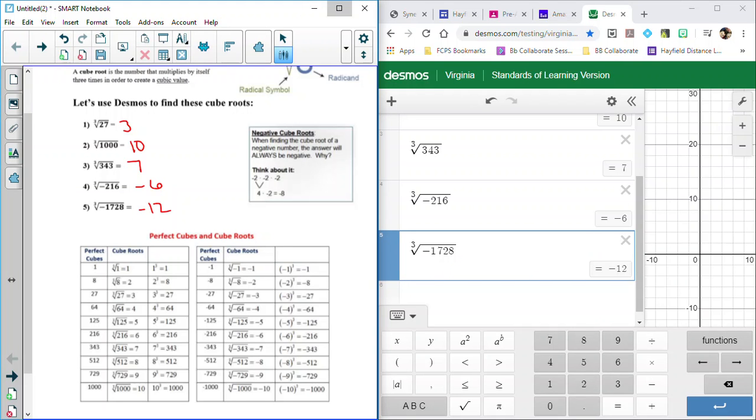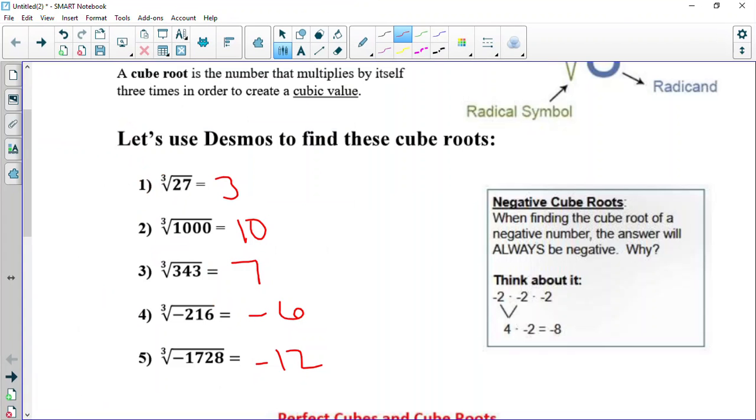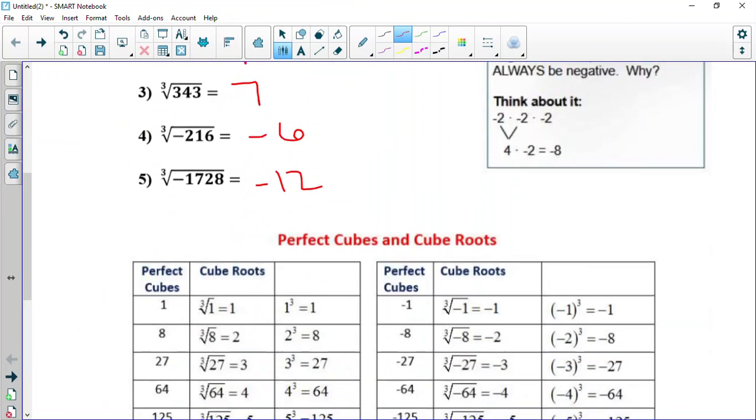Why does that happen? Why is it that we can have negative cube roots, but we can't have negative square roots? Well, like I said, with square roots, it's impossible to multiply two of the same number together and get a negative number. If they have the same sign, they're always going to come out positive. But with cube roots, we have to be able to multiply 3 of the same number together. So if I did 2 negatives, they're going to make a positive. But as soon as I multiply the third negative, it makes my answer negative again. So that's something we have to be aware of, that when we're dealing with negative numbers, its cube root will always be negative.